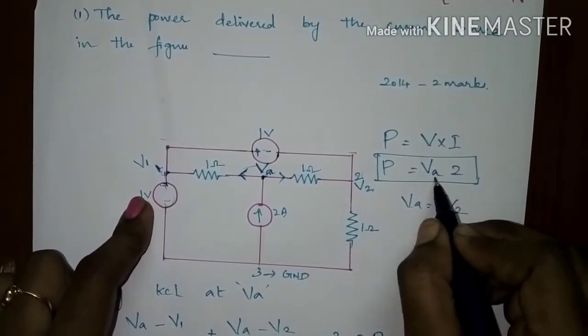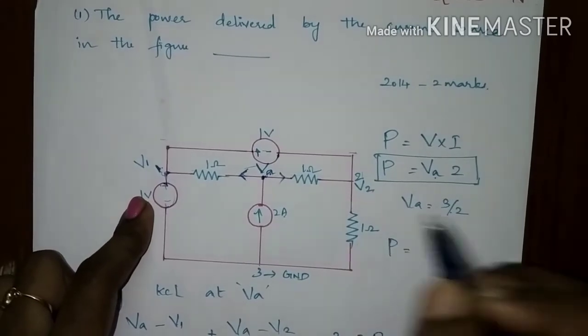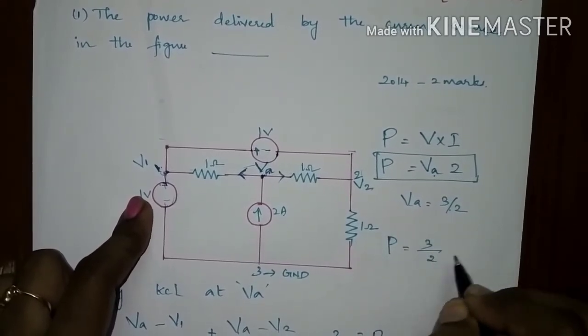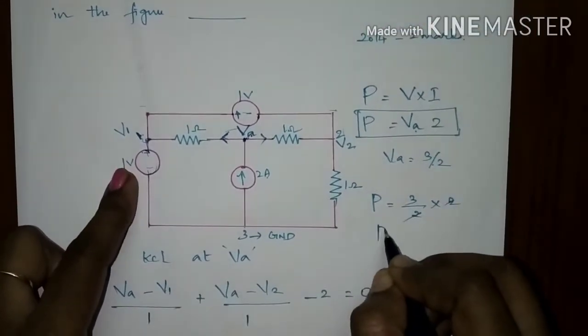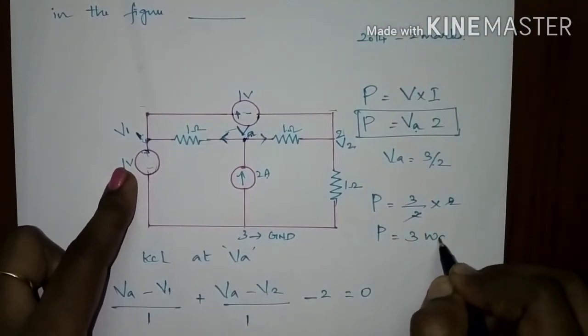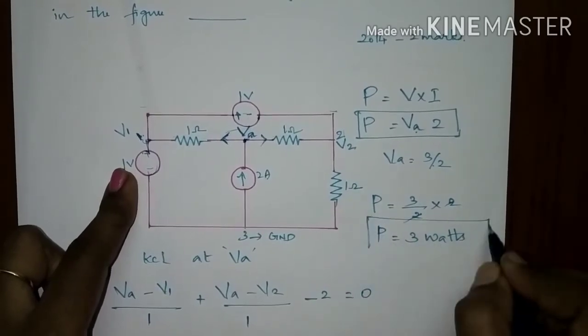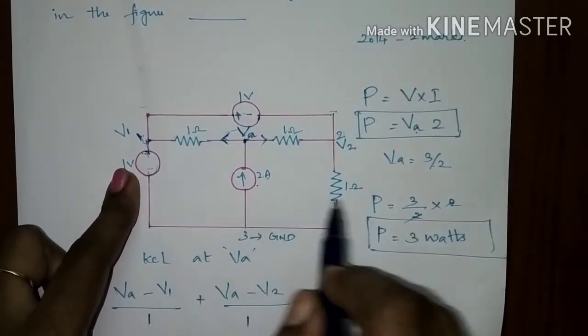Now, substitute this VA in this equation to get the power of this current source. So, power is equal to 3 divided by 2 into 2. 2 gets cancelled and the power value is equal to 3 watts. The power delivered by this current source is 3 watts.